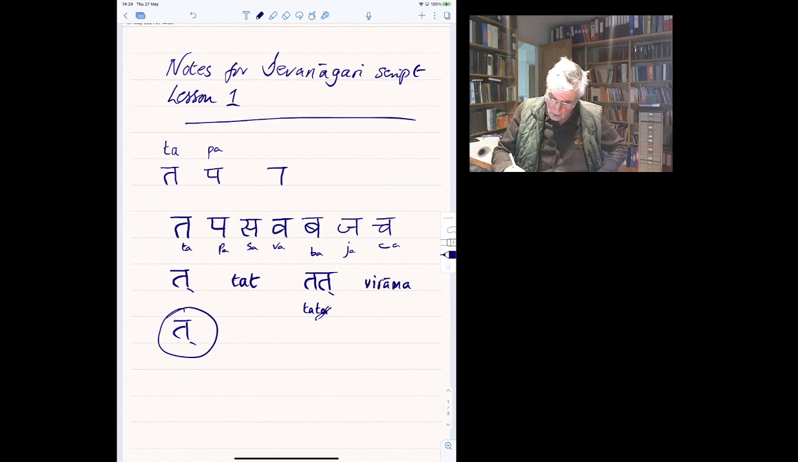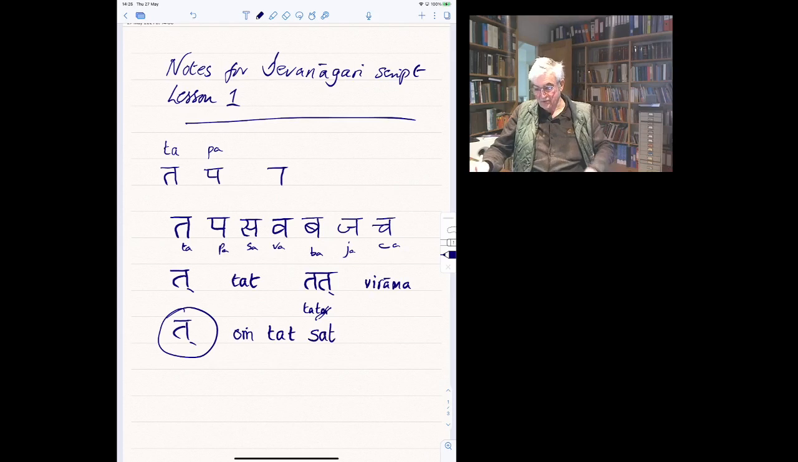This om tat sat, which I'm choosing simply because it illustrates the point very well, as well as now being an entire correct Sanskrit sentence. You've got om tat sat, that the truth, that is the truth, or that is the existent. Let's write om tat sat to show you how it's done.